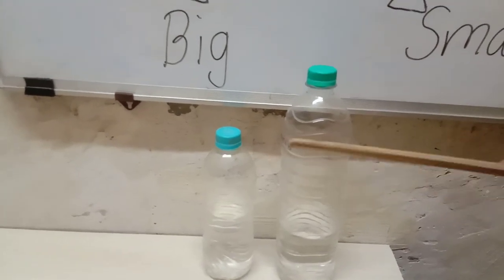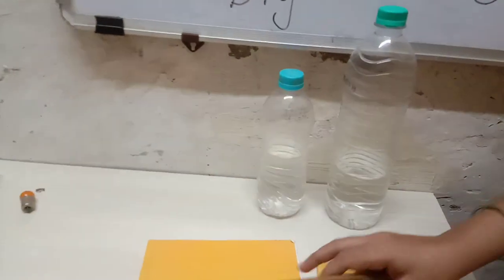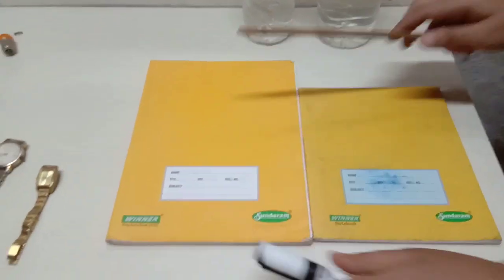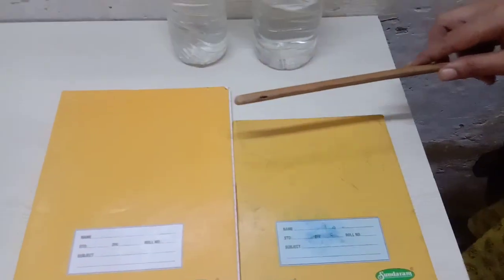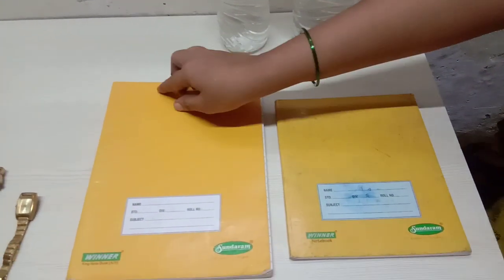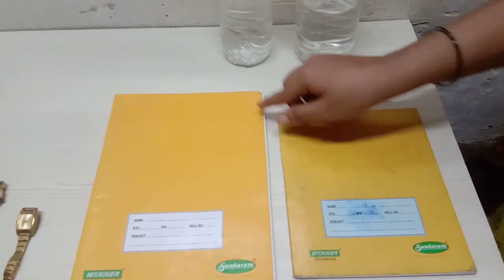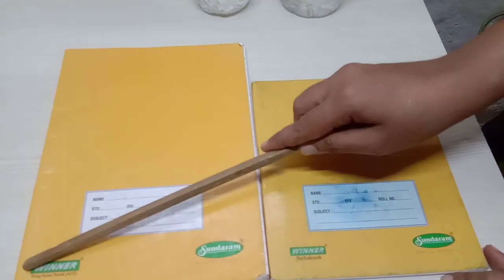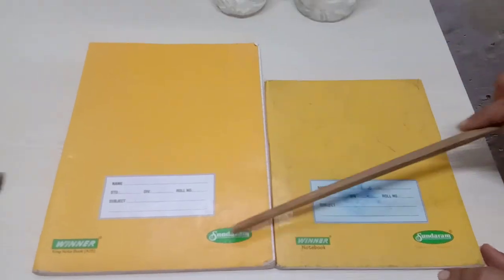Fine children. Now I will explain with the help of the notebooks which you keep in your school bag. Here are two notebooks, children. This is the long book and this is the short book. What is the difference, children, here? The size of this book. You can see the size.